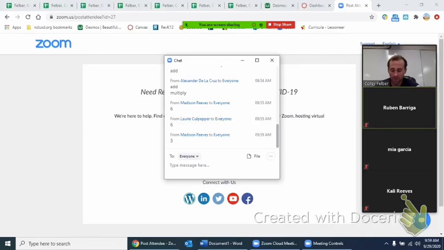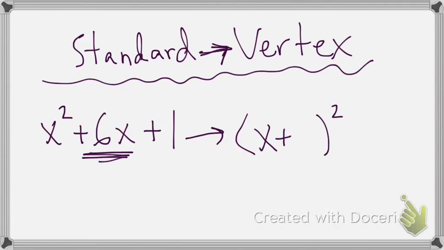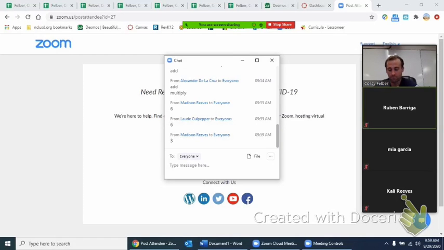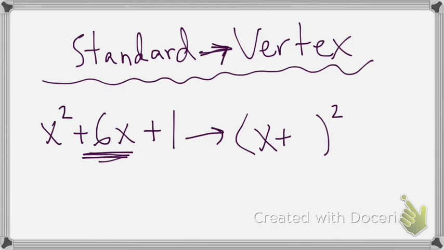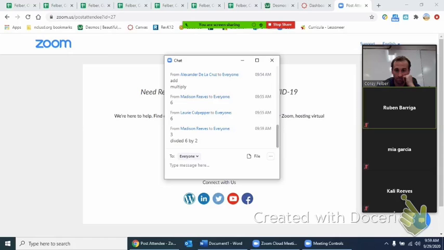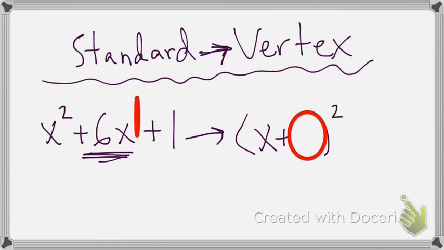3. So why 3, Madison? Why does it have to be 3? How, specifically, did you get 3? Remember, we're talking about this number right now, and Madison's saying it has to be a 3. Perfect. Whatever this number is in the middle, we're dividing it by 2.